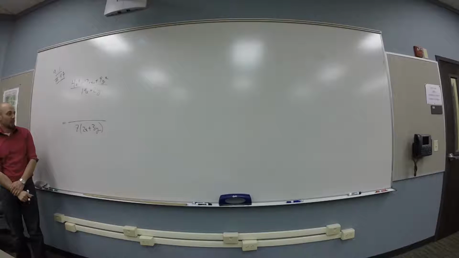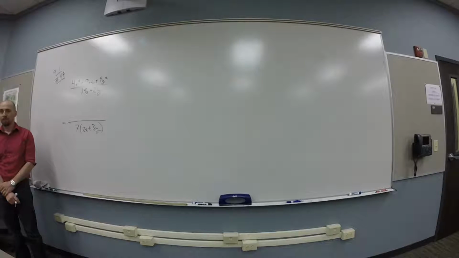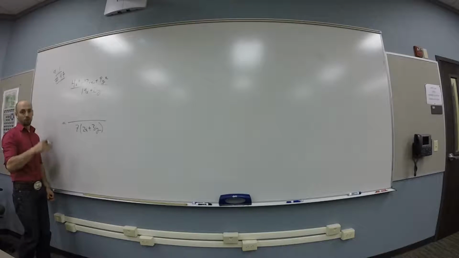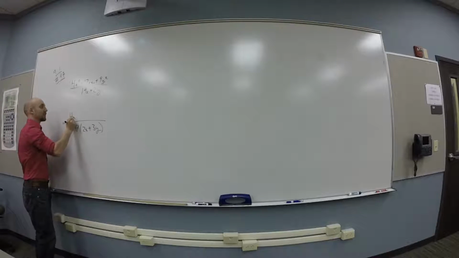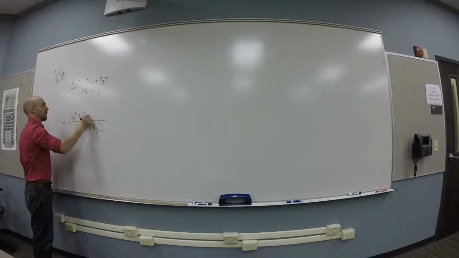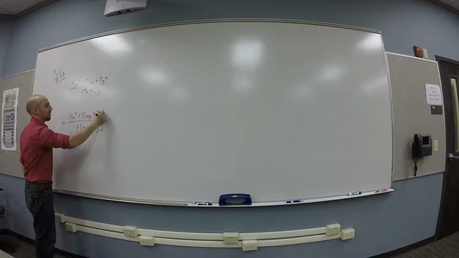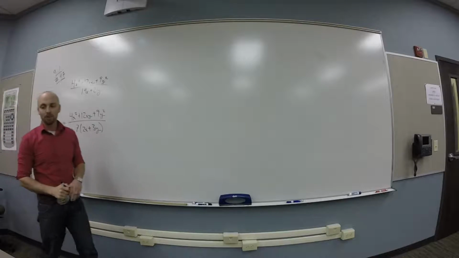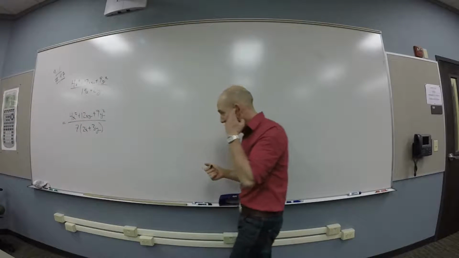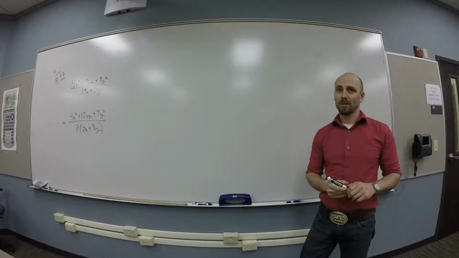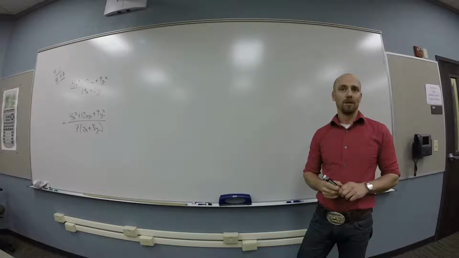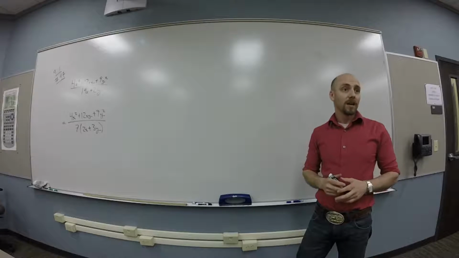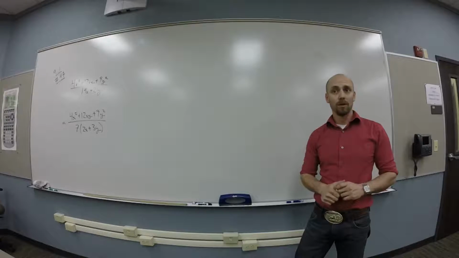What should I try to do to the top? Don't do anything to it just yet. Just write it down again. One thing at a time. Don't try to do too many steps, you'll get a little bit lost. Okay, so at this point, do I see anything else that I can factor out of the bottom? No, and in fact, you can't get anything else out of the bottom.